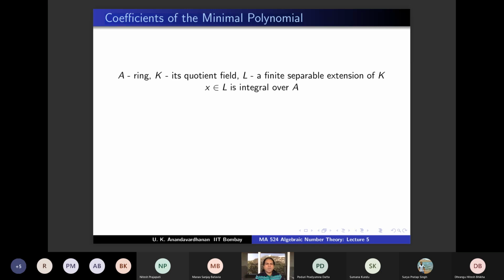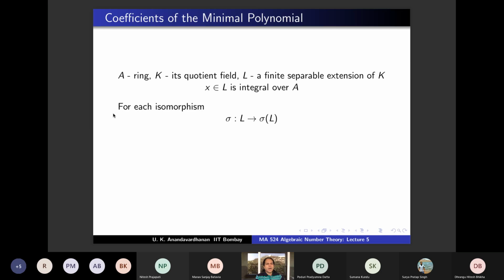What we are going to show is, see, where will be the coefficients? Integral over A. Minimal polynomial coefficients integral over A. Yes. So we are going to show that the coefficients of the minimal polynomial are integral over A. That much only we can conclude. Not that they are actually in A, they are integral over A. That's what we are claiming. So let's see the proof.